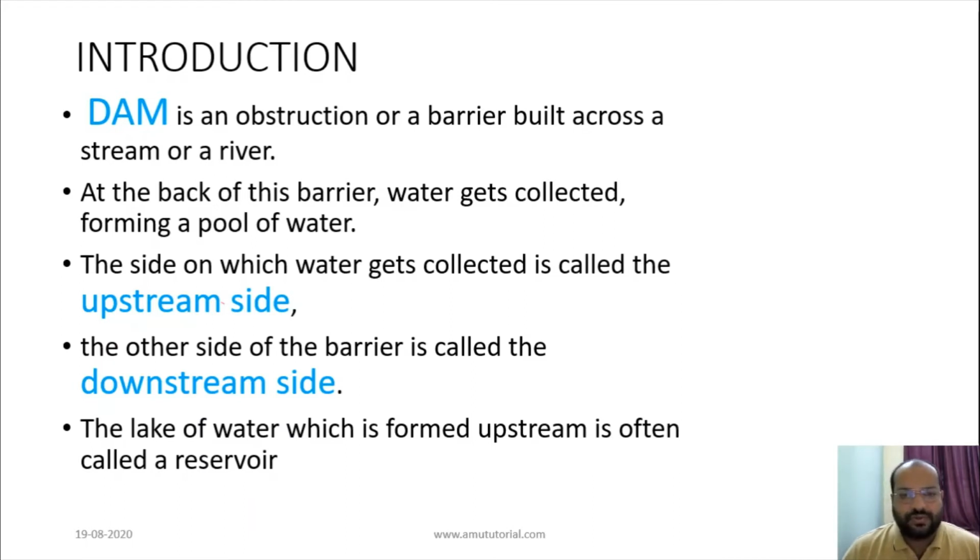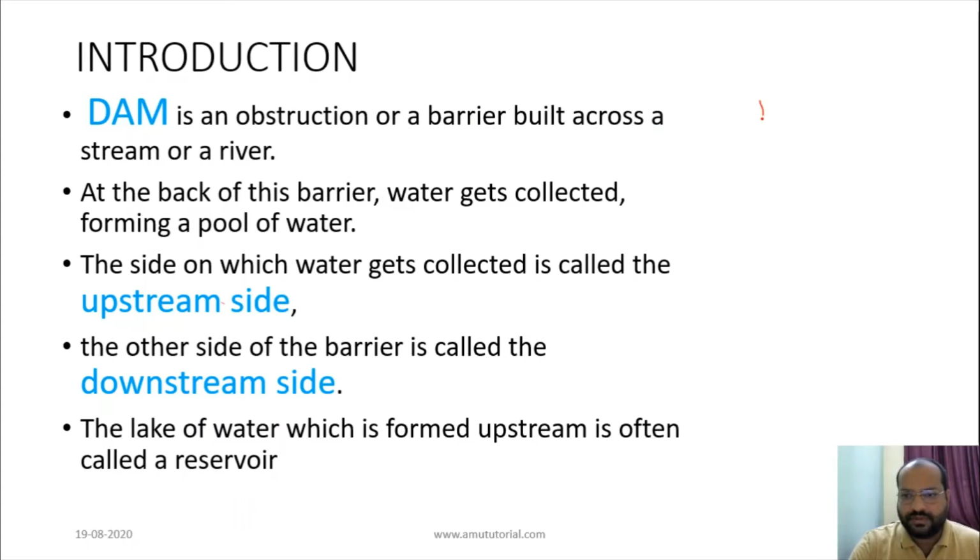So to serve these purposes, we need to store water. To store the water, to collect the water at some place, or to create a reservoir, we need to build a barrier across the river. That barrier is known as a dam.